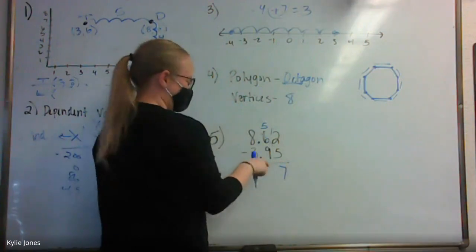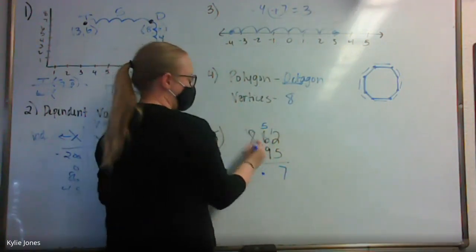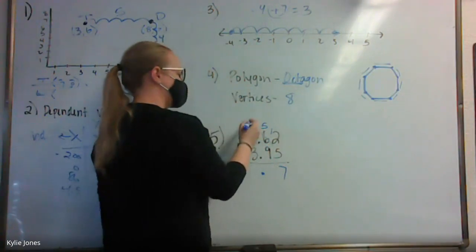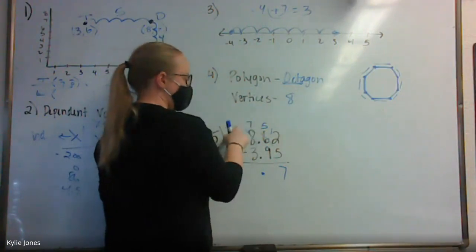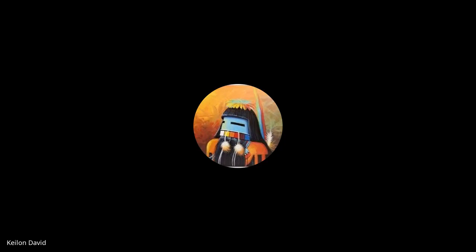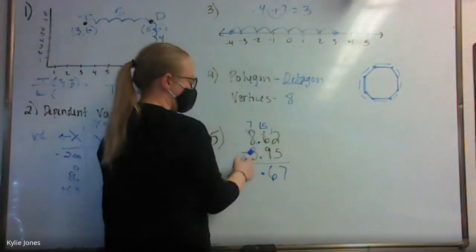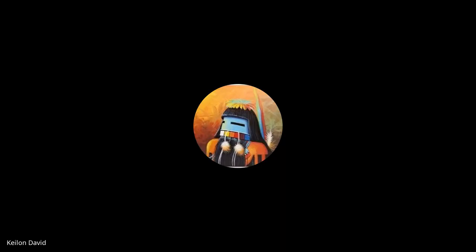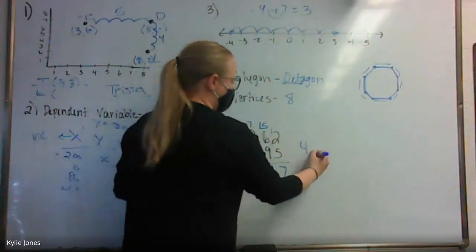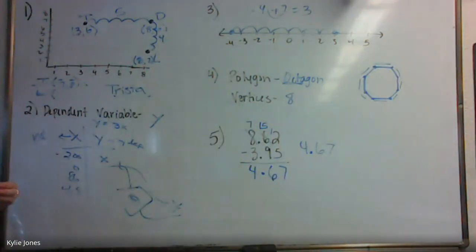7. Okay, and then can we do 5 minus 9? No, gotta borrow from the 8. What does the 8 become? 7. And then this 5 becomes 15. What's 15 minus 9? 6. And 7 minus 3? 4. So your answer is 4 and 67 hundredths on that one.